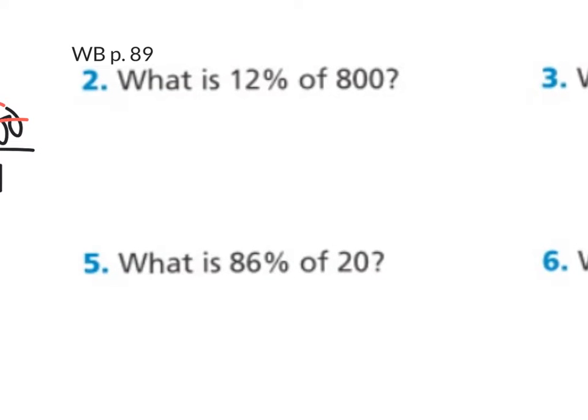Number 2, 12% of 800. Again, if you wanted to change the percent to a decimal and multiply, that one also is a multiple of 100, so it wouldn't have been bad to do even by hand if we had to. And if you work that out, you'll get 96.